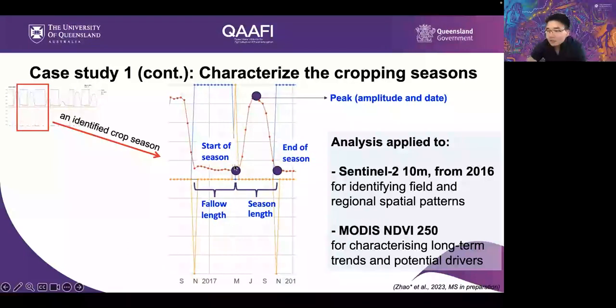And this analysis was applied to both the Sentinel-2 and the MODIS image archives. We use Sentinel-2's 10-meter resolution imagery, which is available since 2016, to focus on the spatial patterns. Meanwhile, we use the MODIS 250-meter resolution data, which can be dated back to the year 2000, to investigate the long-term trends and the potential driving factors.